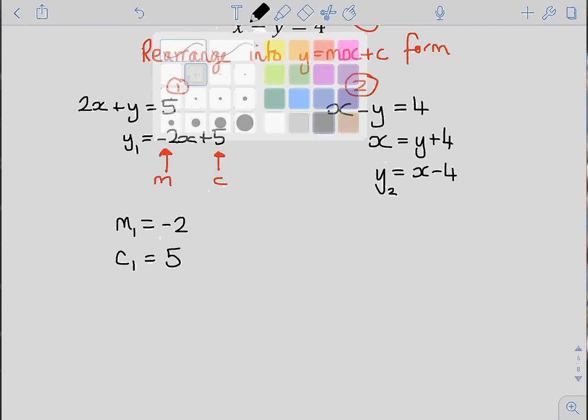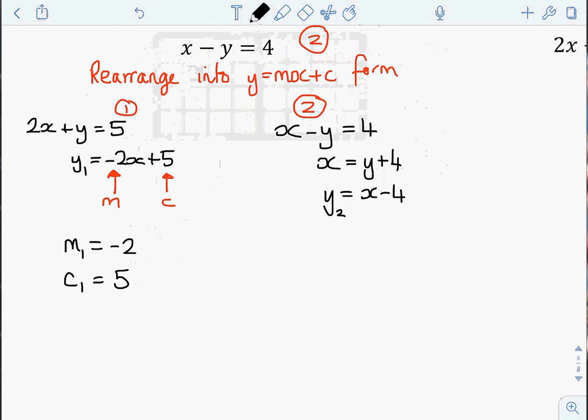Let's do the same thing for equation 2. M2 is going to be equal to, well, what's in front of that x? We multiply by it, but we don't write it. That is a 1. And C2 is going to be equal to -4.